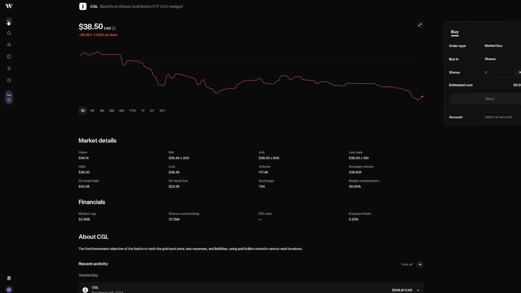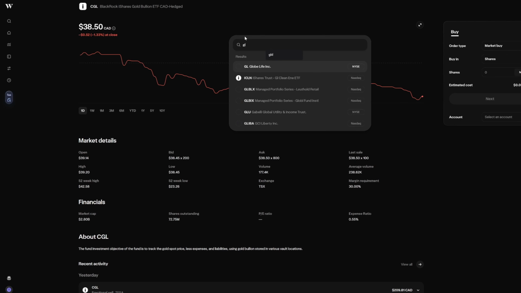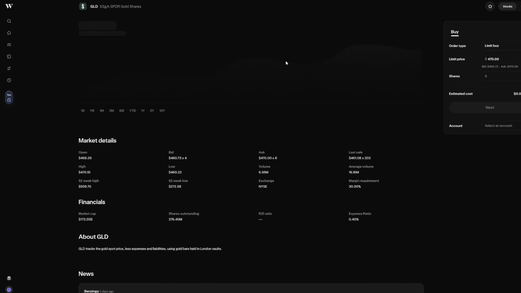The next ETF you might want to see is SPDR Gold Shares, ticker GLD. This is one of the largest gold ETFs in the world and holds physical gold bars in vaults. The fund is designed to closely track the global spot price of gold. GLD charges an expense ratio of about 0.4% per year.